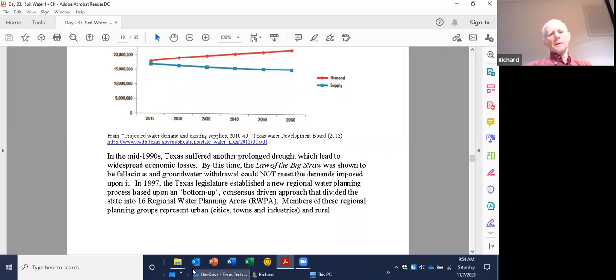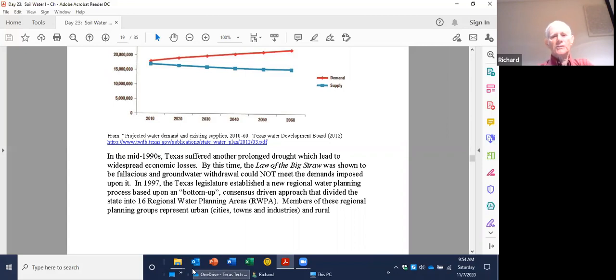And they wanted it to be bottoms up. They wanted it to be consensus driven by the people who own the land and own the water and are using the water. They want it to be a bottoms up thing. They want the people on the ground to decide what's going on, rather than have a legislative mandate from Austin tell them how to use the water. Again, the people in this area do not like to be told what they're supposed to do.